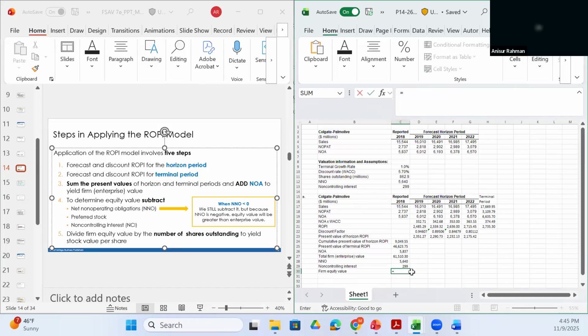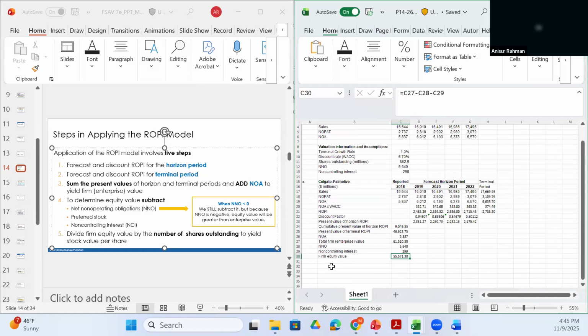Farm equity value will be total farm value minus my net non-operating obligation minus non-controlling interest. So that is my farm equity value, total value or value of common stock. Now we need to divide this by the number of shares.